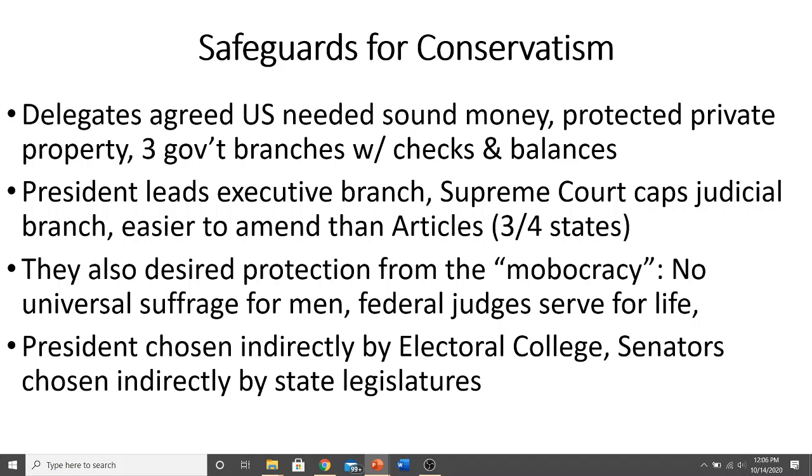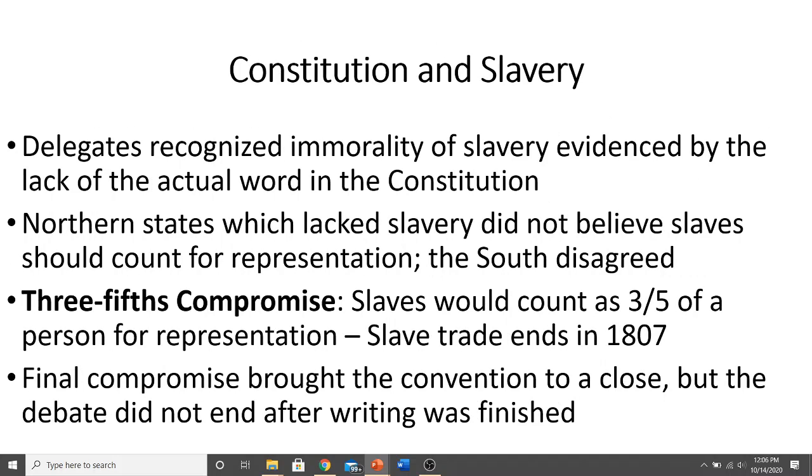That way they're not being constantly changed, and that allows a long-term control by those people. And then the president and senators are chosen indirectly. So they did limit the power of democracy. That's why we're a republic and not a democracy, because power is not granted directly to the people in the initial electoral college and the choosing of senators.